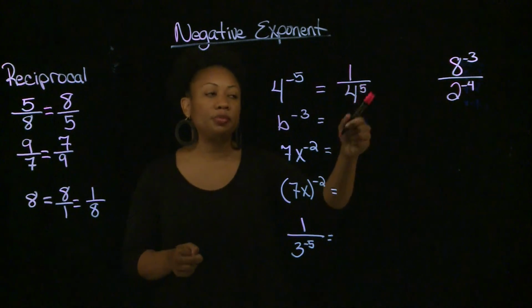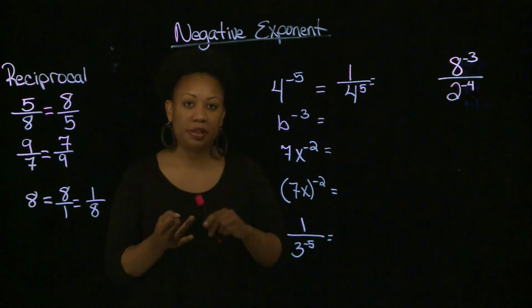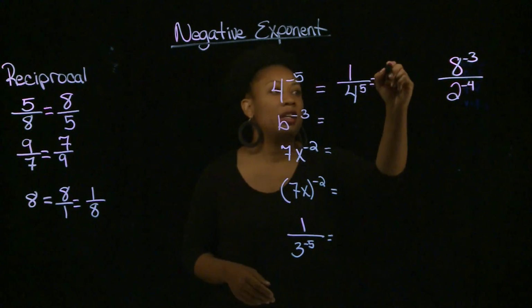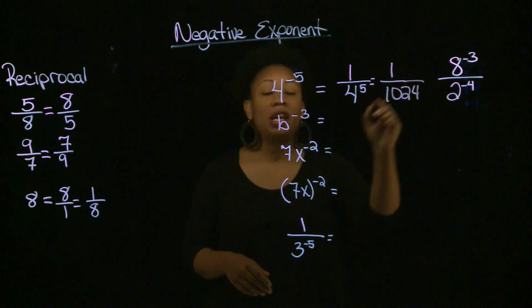Now if this is a number, I can actually do 4 to the 5th, which remember is 4 times 4 times 4 times 4 times 4. And that's going to give me 1,024.